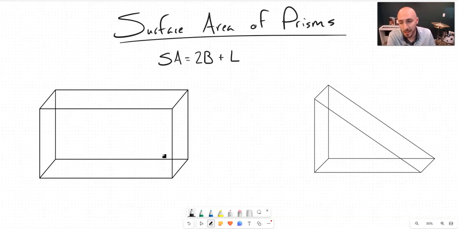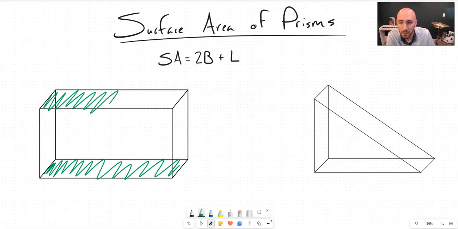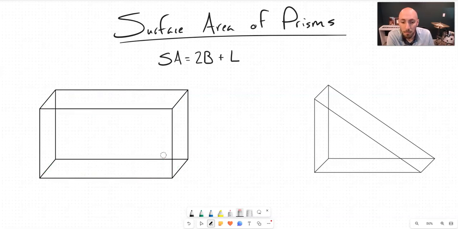And so with a rectangular prism, that's very easy because the bases can be any sides of the prism as long as they're opposite. So whenever I'm working with a rectangular prism, I always just establish the bases as the top and the bottom. So in this case, over here on the left, my bases are going to be these green faces here, the top and the bottom.